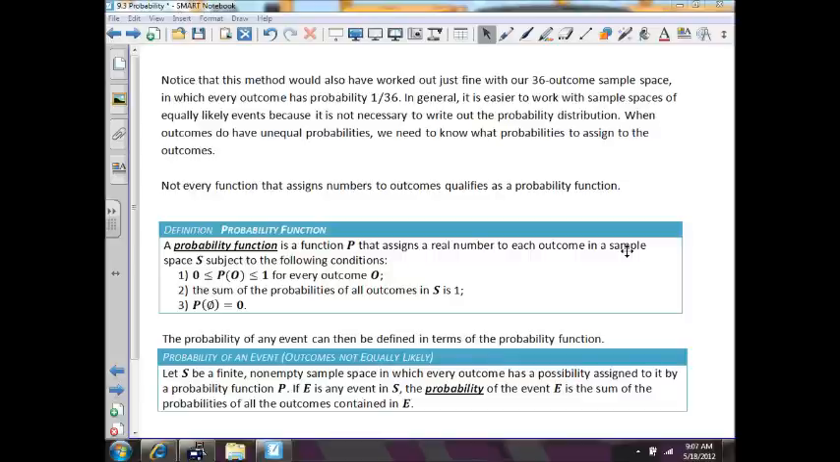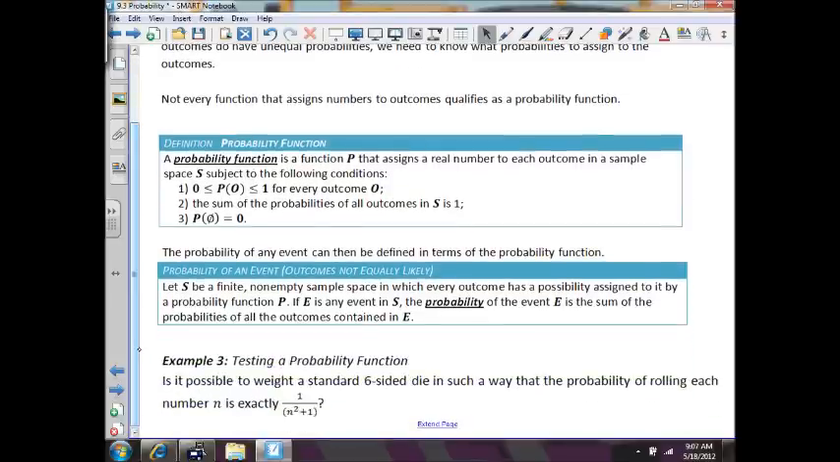Now, a probability function is a function p that assigns a real number to each outcome in a sample space S, subject to the following conditions. The probability for each outcome has to be between 0 and 1. The sum of the probabilities of all outcomes in the sample space is 1, and the probability of the empty set is 0. Now, the probability of any event can then be defined in terms of the probability function.